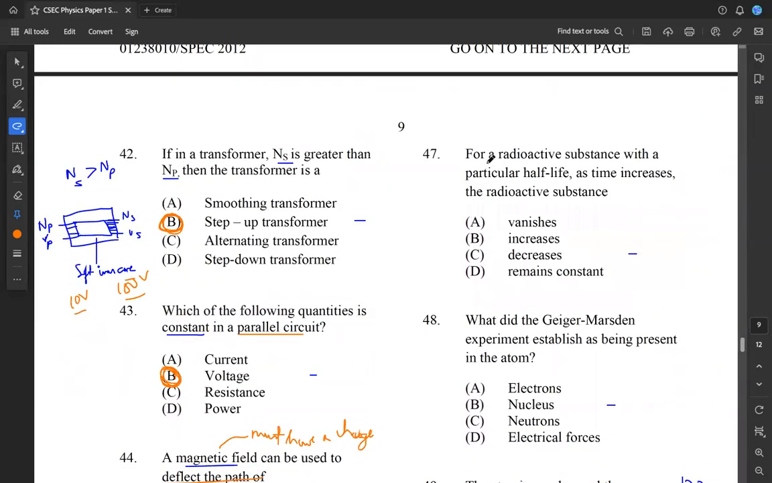So 47 says a radioactive substance with a particular half-life, as time increases, as time goes on, what happens to the radioactive substance? So remember what we say half-life is? Half-life is the time that it takes a radioactive substance to decrease to half of its initial value. And so that's a positive time. As time goes on, when you get to the half-life, you're going to be half of what you originally had. And so as time increases and progresses, the radioactive substance is going to decrease.